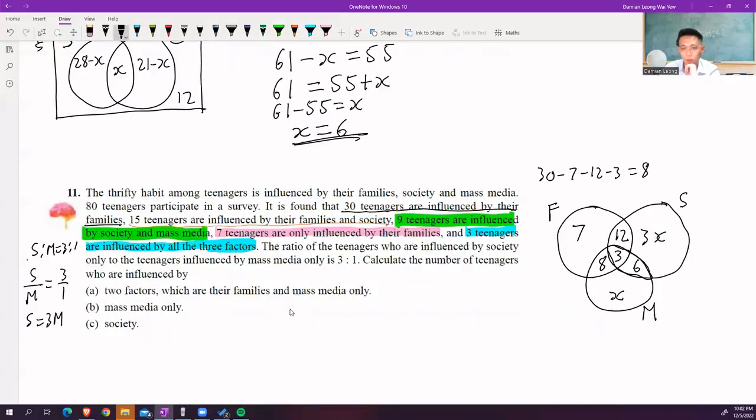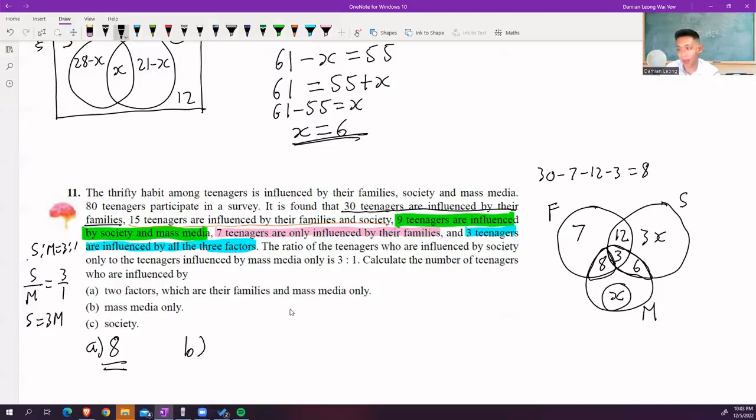Calculate the number of teenagers who are influenced by 2 factors, which are their families and mass media only. Yeah, which is this one. Family and mass media, which is the 8 here. Actually, I don't need to write the notation, it's a bit hard to write. So part A is 8. Part B, mass media only, is the x here. So I need to find the x.